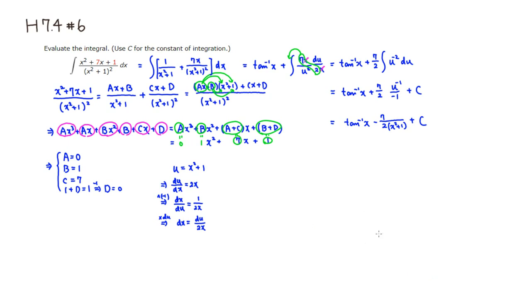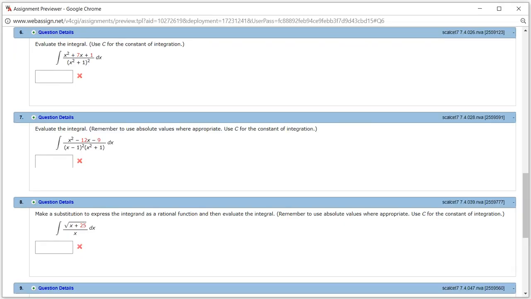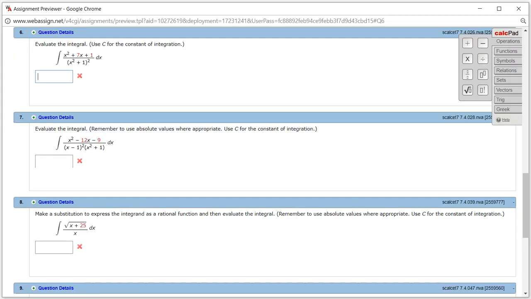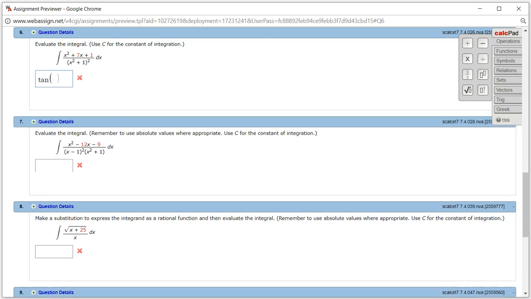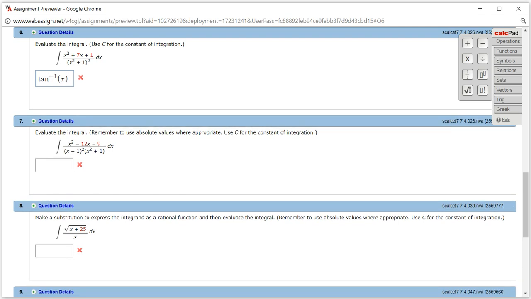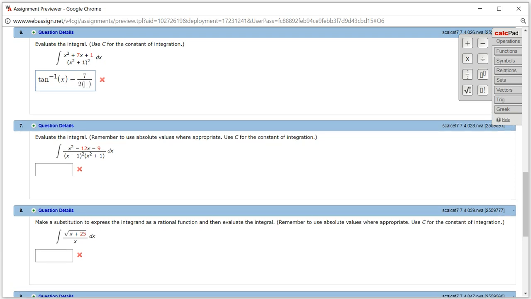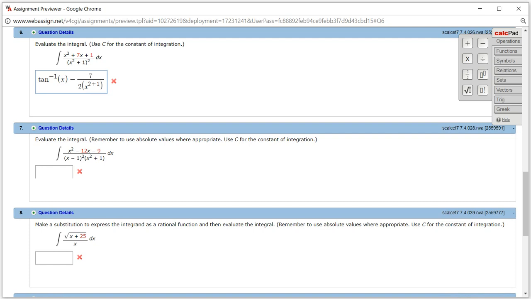Let's type it in. We found it's arctangent. Arctangent of x. And we don't need that. Arctangent and a minus 7 over 2 over x squared plus 1. Yeah, like that. And plus some constant c.